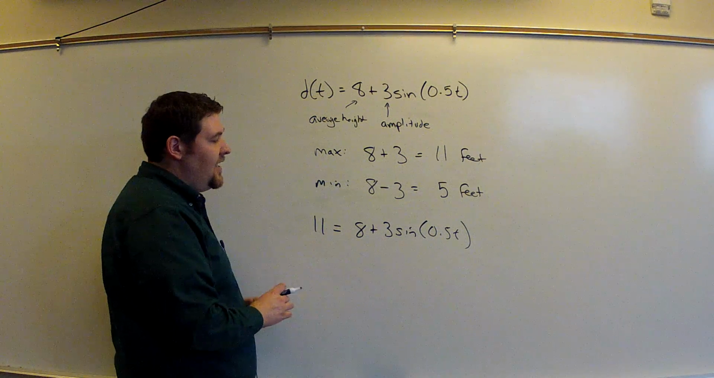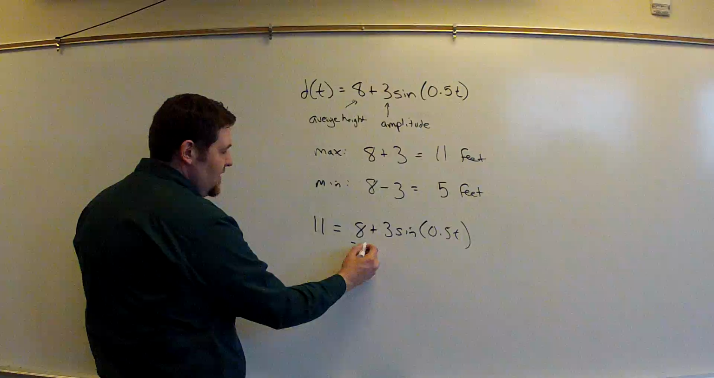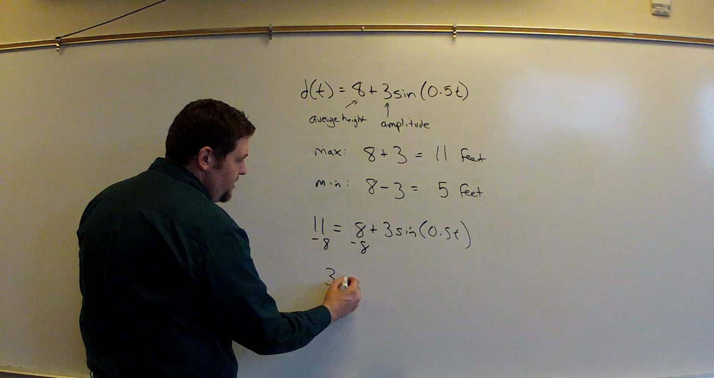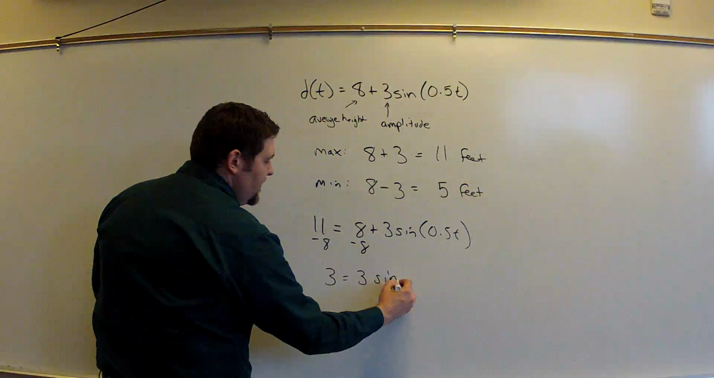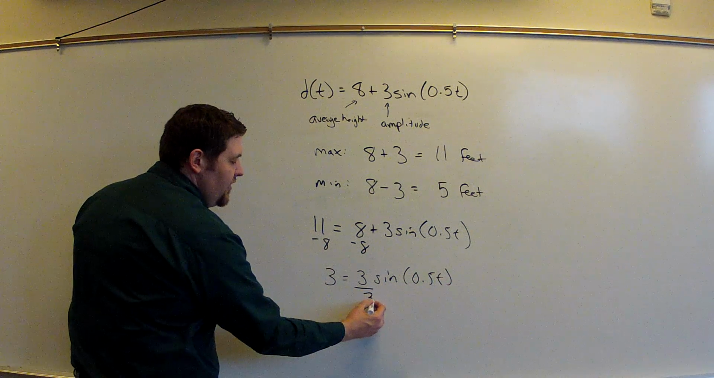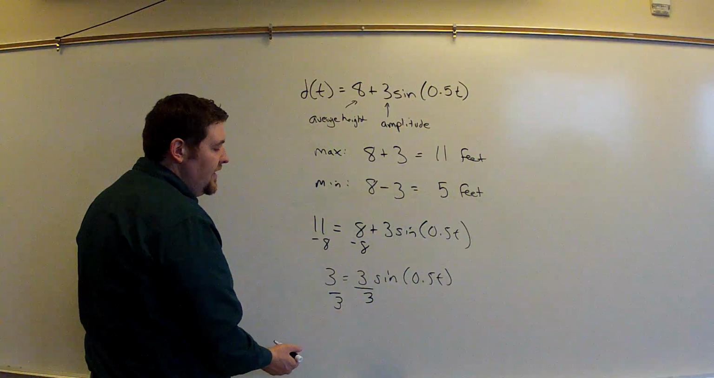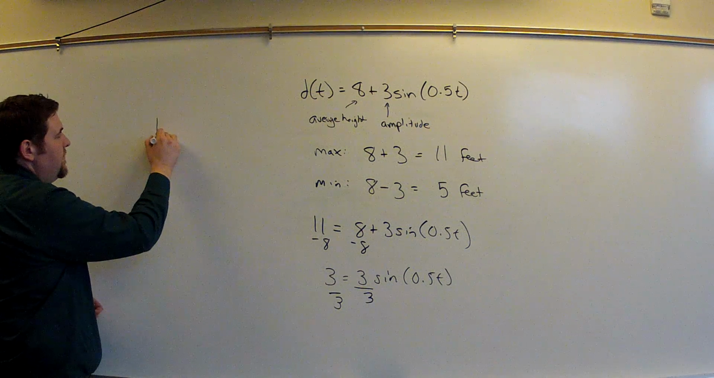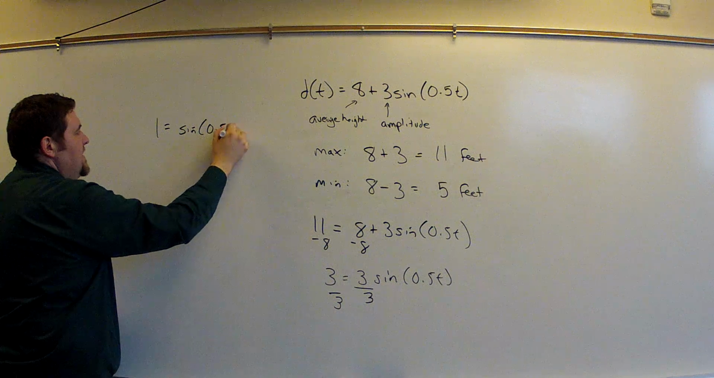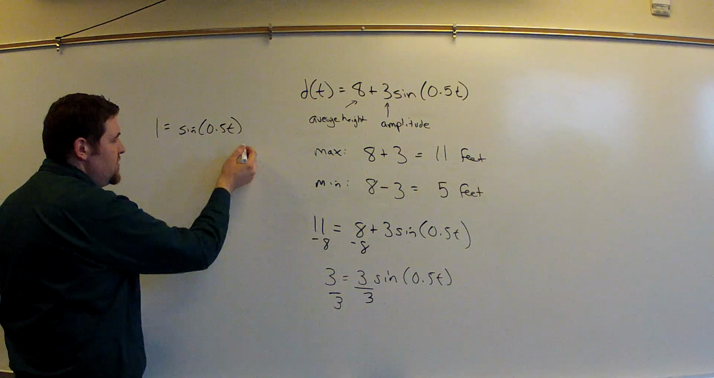So we're going to solve this, again, algebraically. We would start by subtracting this 8. 11 subtract 8 here is going to leave 3. 3 will equal 3 sine of 0.5t. The next step would be to divide by 3. And that's going to leave a value of 1 equals the sine of 0.5t. Okay, so I move my solution to the top here.